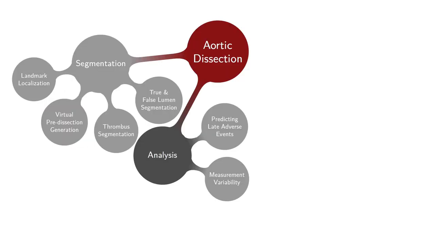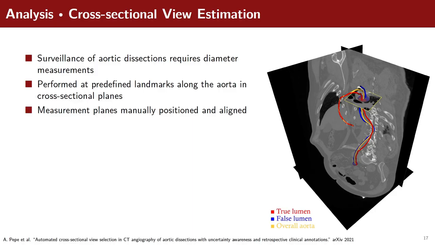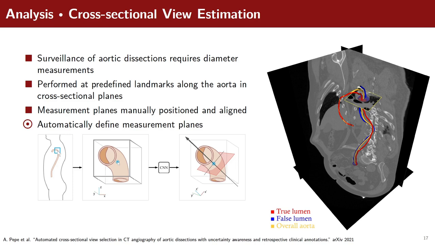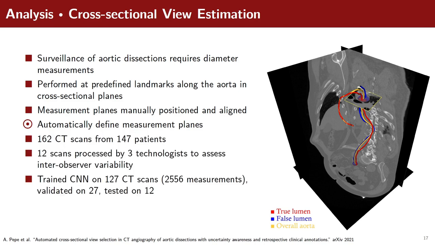After assessing the inter-observer variability of aortic measurements, our next project was to automatically derive the cross-sectional planes for these measurements. The surveillance for aortic dissections over time requires diameter measurements, usually performed in cross-sectional planes at predefined landmarks along the aorta, as shown on the right. These planes are manually placed and aligned by the radiology technologists. We aimed at automatically defining these planes using a convolutional neural network. The outcome showed that the trained model has an average error like an experienced technologist.